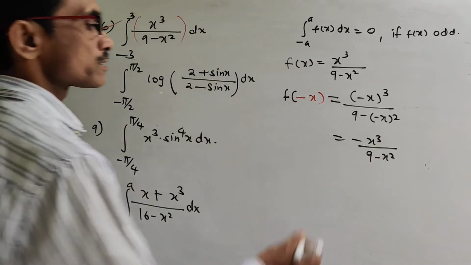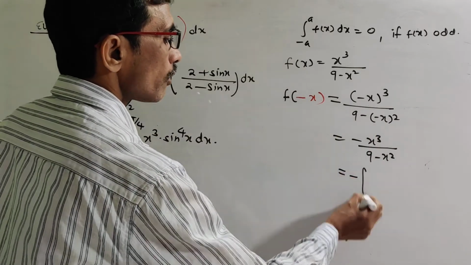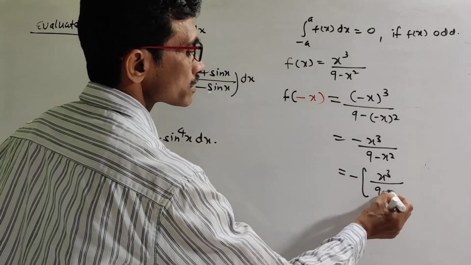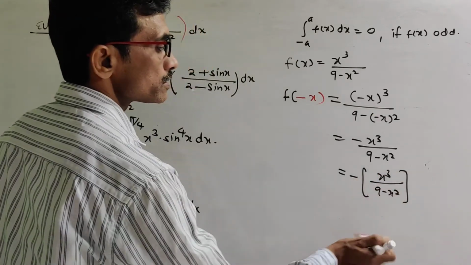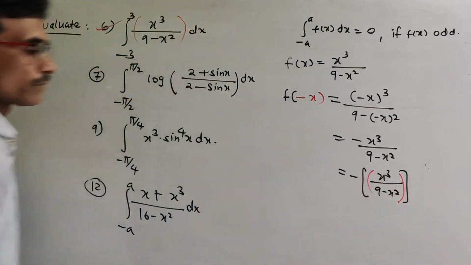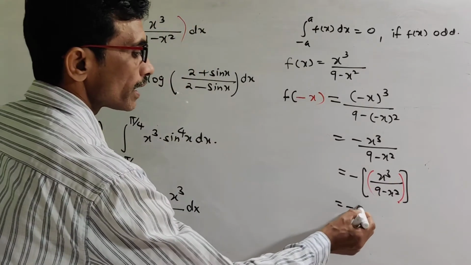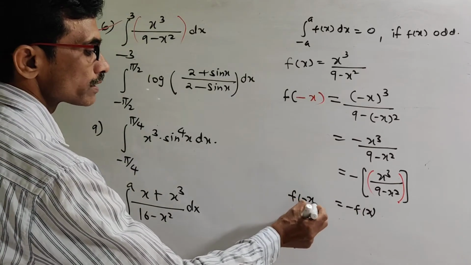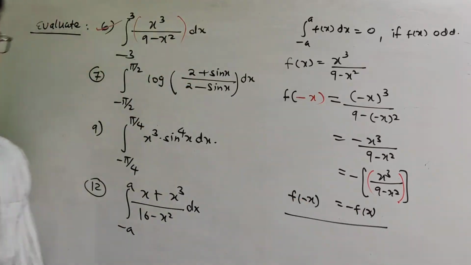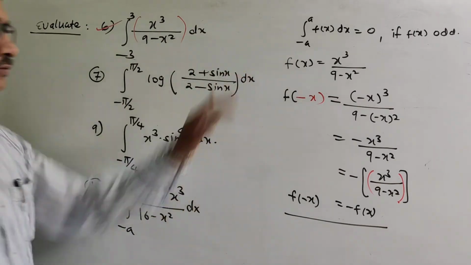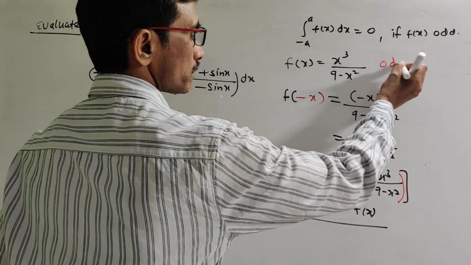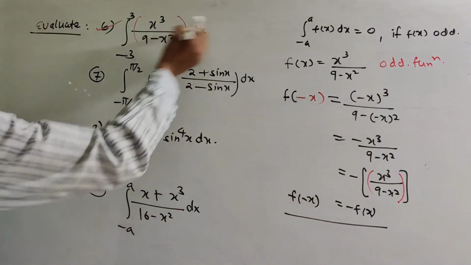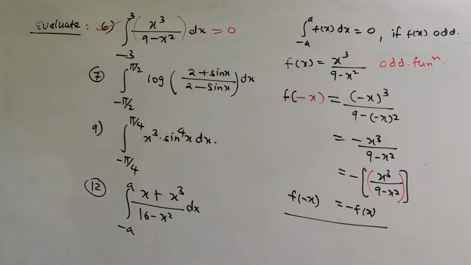So clearly it is minus of x cube upon 9 minus x square, and this is nothing but f(x). So therefore we are getting here minus of f(x). So thus we are having f of minus x is equal to minus f(x). So therefore the function is what? Odd function. Now as it is odd function, the value of this integral will be equal to 0.